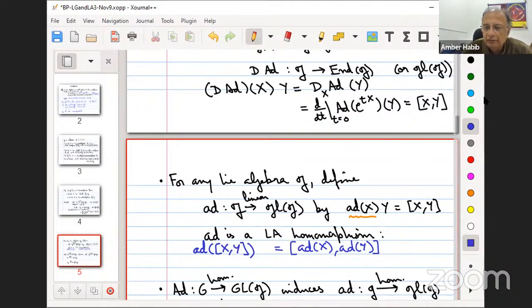So these are two linear maps, right? We want to check they are the same. That means we should apply them to some z and see what happens. Well, if you expand this, you find that you end up with the terms of the Jacobi identity. And therefore this is correct. This is an exact match with the Jacobi identity if you just write everything out. And so this thing holds, and this map little ad becomes a Lie algebra homomorphism.